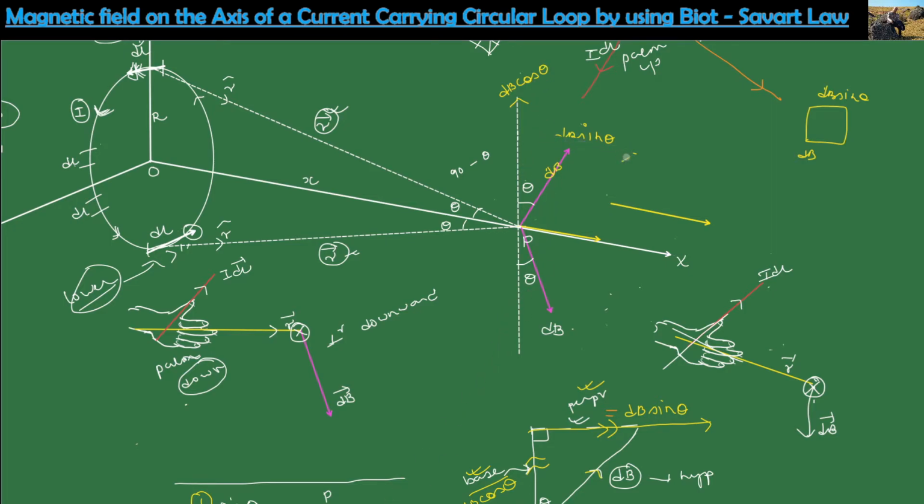I will drop this part because it is not necessary. So from here, that is the component dB cos theta due to the upper element. And this component will be dB sine of theta, acting along the x-axis direction.